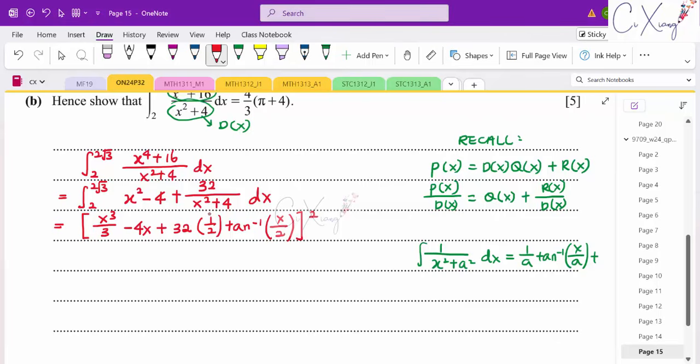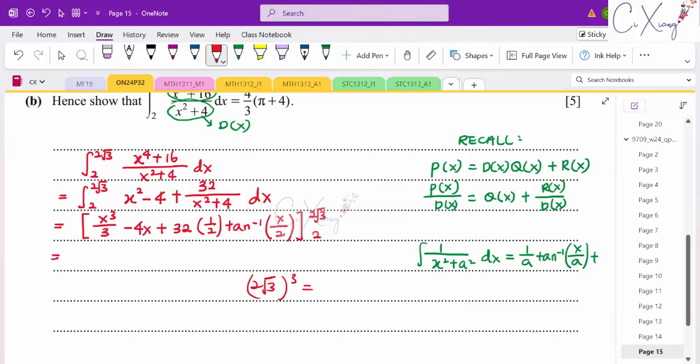Okay, then after that, I want to put in the limit 2√3 and also the 2. Okay, so next step, we are trying to simplify all the terms that we have. Okay, x power 3. Substitute the x by using 2√3. So (2√3) power 3.